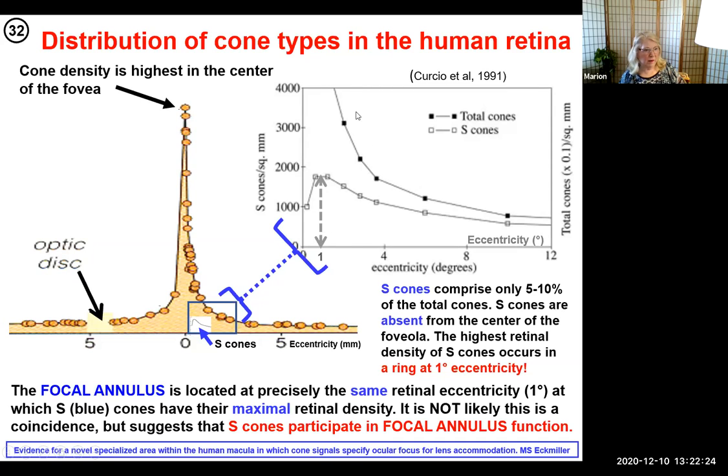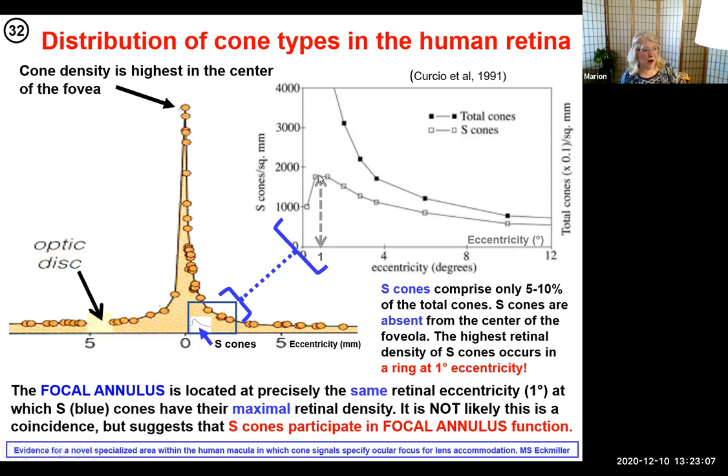Here on the right are the graphs of the total number of cones at different eccentricities. This is at a different scale than on the left. We have just the S cone number of cones. This is 10 times smaller than this. And here is the normal total cone numbers, which corresponds to this curve. But the S cone density on this graph would be like this. So there are not many S cones in the retina or in the fovea.